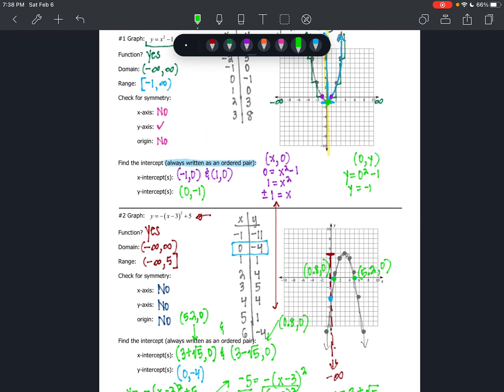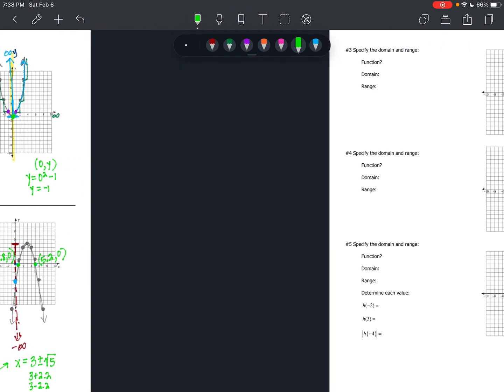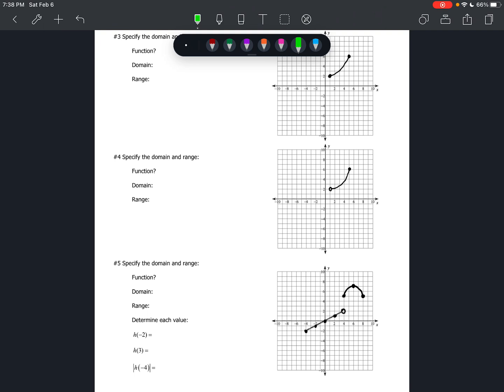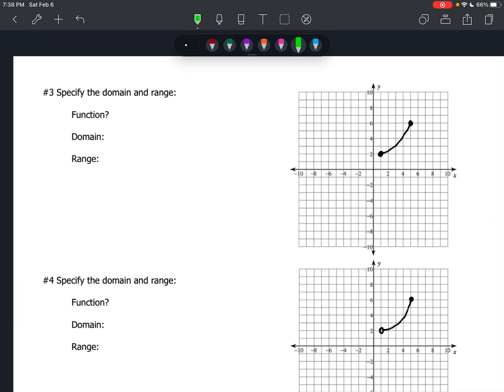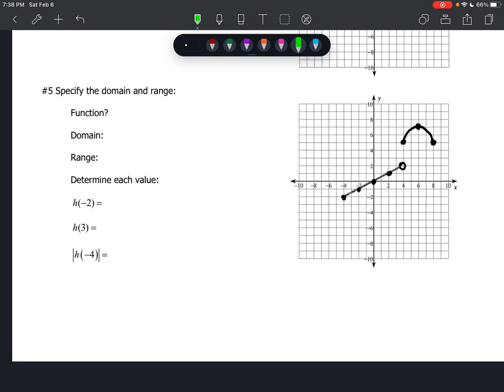And there is graphing of a function. In the next video, we're going to take a look at these three. So you might want to pause your video right here. Actually, we're going to come back in the next video, and I'll give you time in the next video to draw these graphs onto your paper.